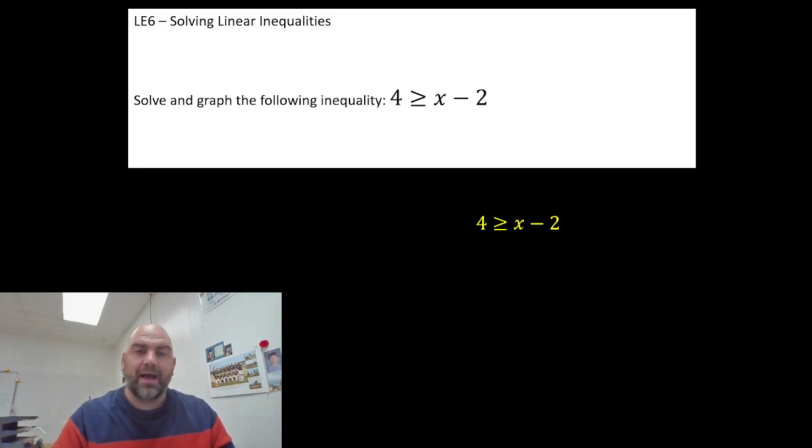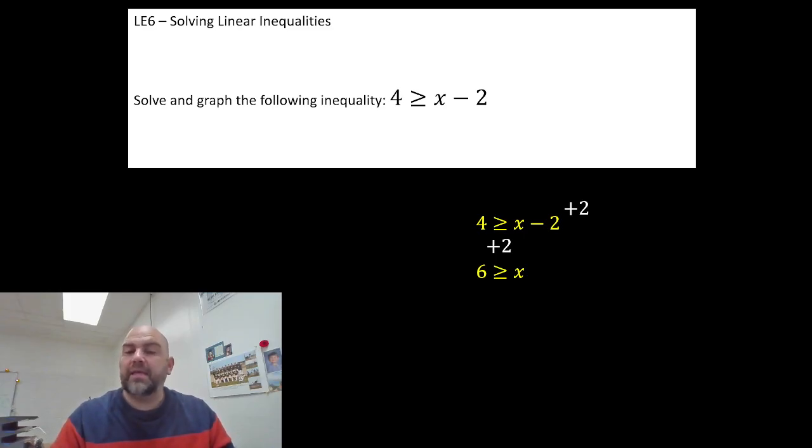All right, welcome back. If you still need to pause the video, pause it now. But let's solve for x. So what we're going to do is, to get x by itself, same steps that we use for equations, we're going to use for inequalities. So add 2 to both sides. That's going to remove that -2. And when we do that, we're going to be left with x is less than or equal to 6, or 6 is greater than or equal to x, depending on which way we read it.